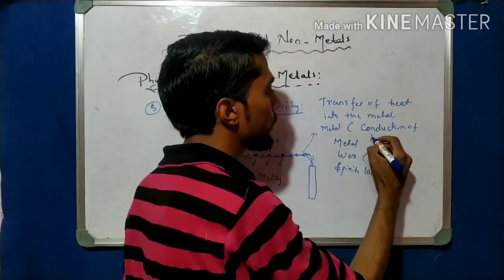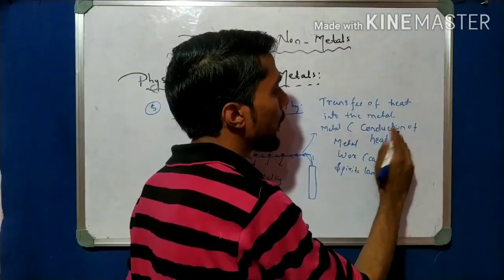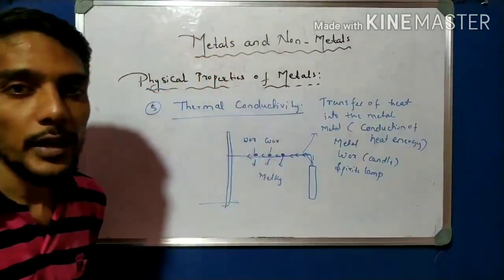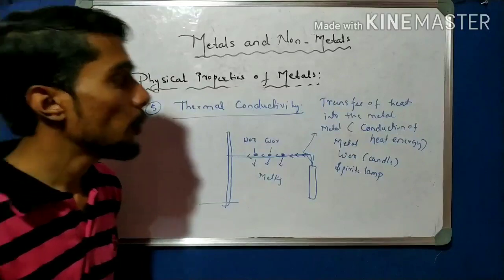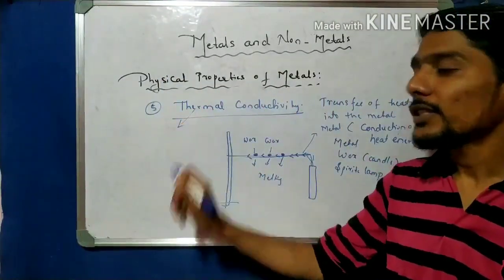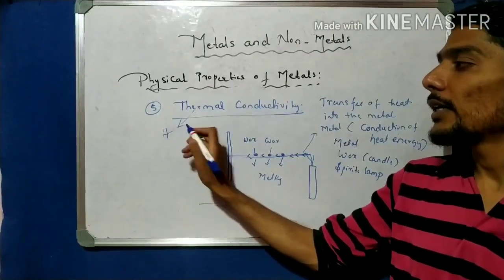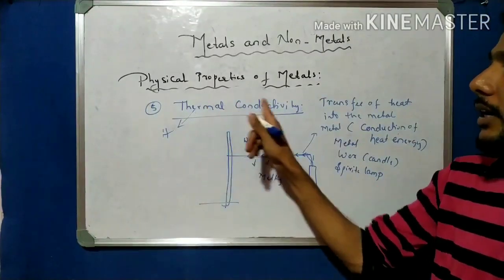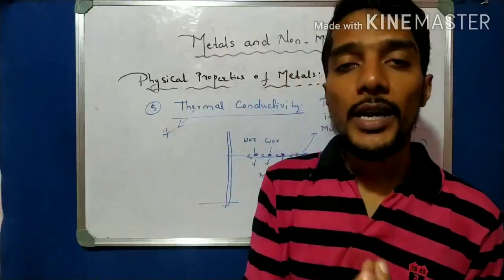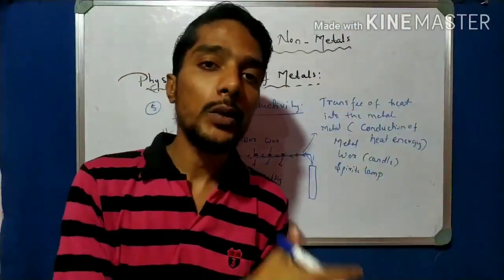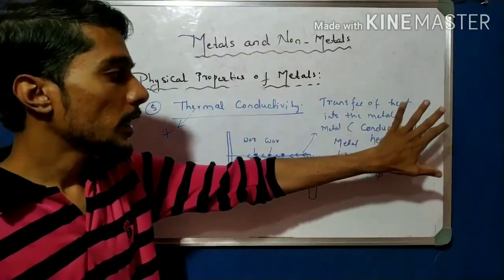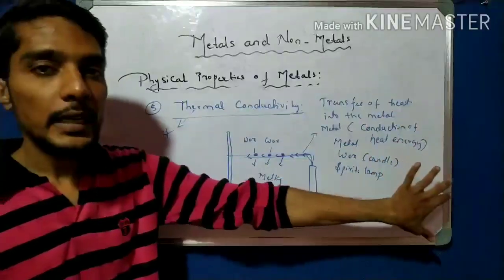Conduction of heat energy. So students, this is the physical property of the metal, that is thermal conductivity. Thermal stands for heat, so thermal conductivity means heat conductivity. Any metal which allows the flow of heat into the metal, that is called thermal conductivity or conduction of heat energy.